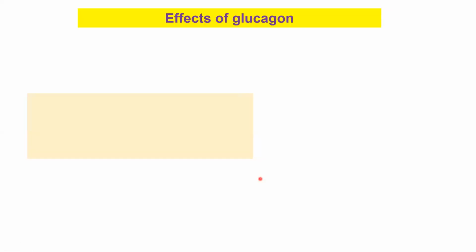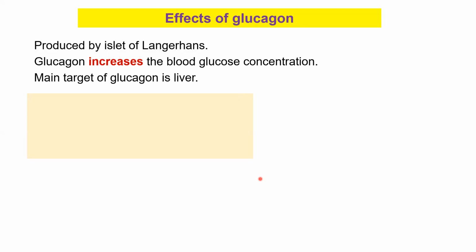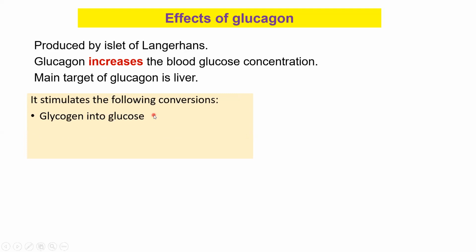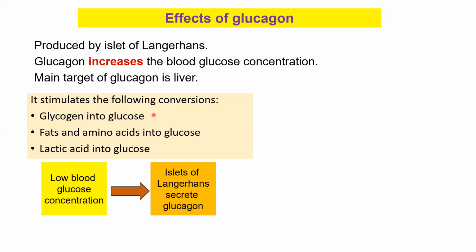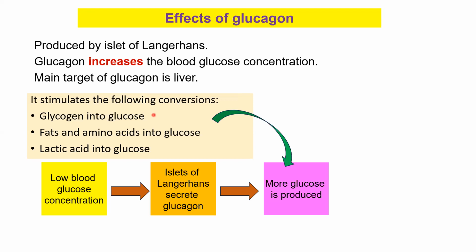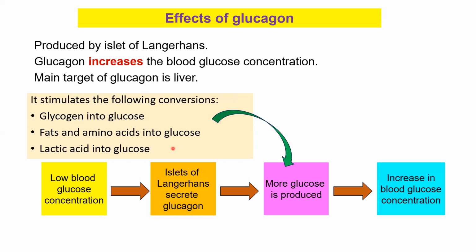Now coming to the effects of glucagon. Glucagon is produced by the islets of Langerhans of the pancreas. That increases the blood glucose concentration, and the target of glucagon is the liver, because the liver is storing glycogen. So how is that going to increase the glucose level? By converting glycogen into glucose, and by converting fats and amino acids into glucose, and lactic acid into glucose. Whenever there is a low blood glucose concentration, signals go to the islets of Langerhans of the pancreas, where glucagon is secreted, and that increases the blood glucose level by these mechanisms: glycogen to glucose, fats and amino acids into glucose, and lactic acid into glucose.